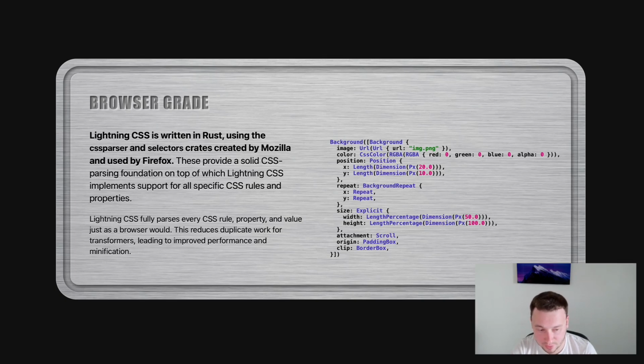Another cool thing is that it's written in Rust. It can actually reuse components directly from browsers. Lightning CSS uses the real CSS parser from Firefox, which has obviously been battle tested. Lightning CSS uses this to implement support for all of the individual CSS rules and properties. And unlike a lot of other tools, Lightning CSS fully parses every CSS rule, property, and value into normalized data structures the same way as a browser would, which reduces duplicate work when you have lots of different transforms and also improves minification. You can also write custom plugins for Lightning CSS in JavaScript, and you get full access to these detailed data structures.